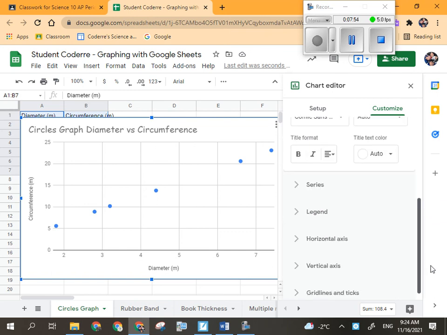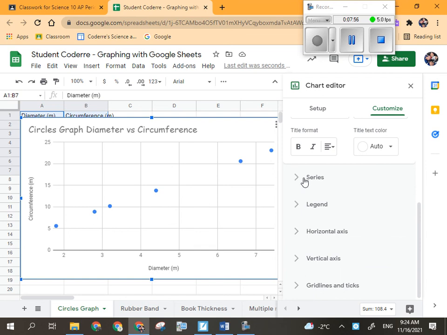All right, next thing I want to look at is my series. Because right now, all I have on there are my points, and I actually want to have what's called a line of best fit, or what Google calls a trend line. How many people have heard the term line of best fit or best fit line? A best fit line is a line that is drawn that shows the trend of your data. It follows the trend of your points.